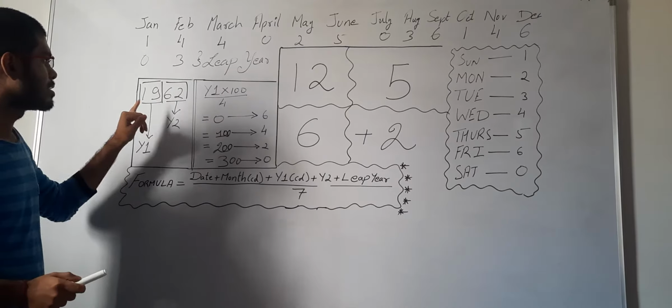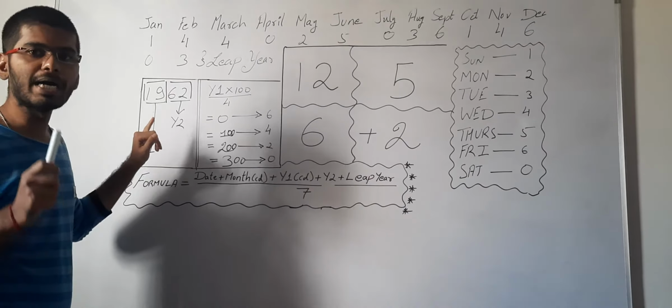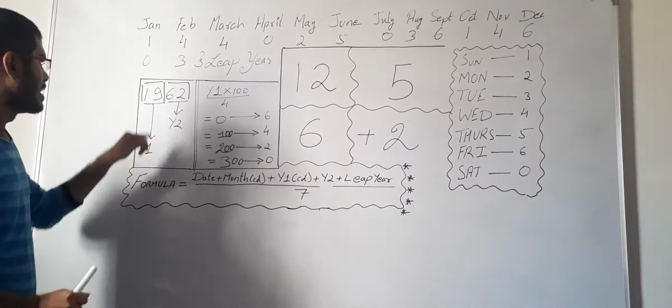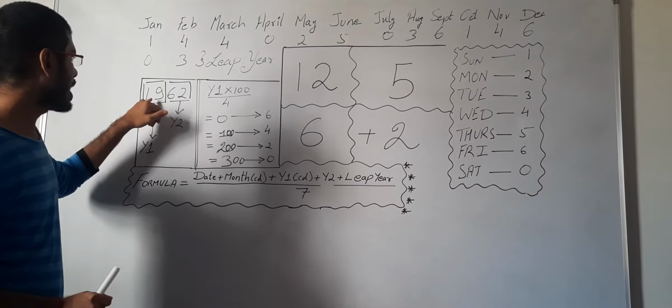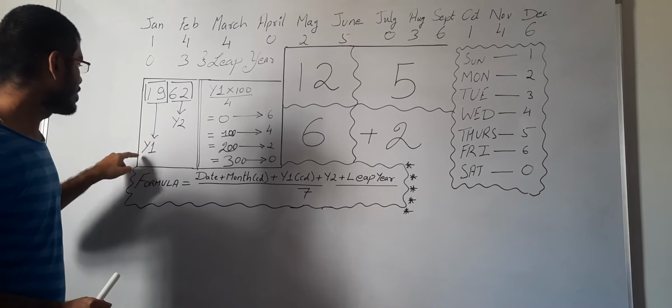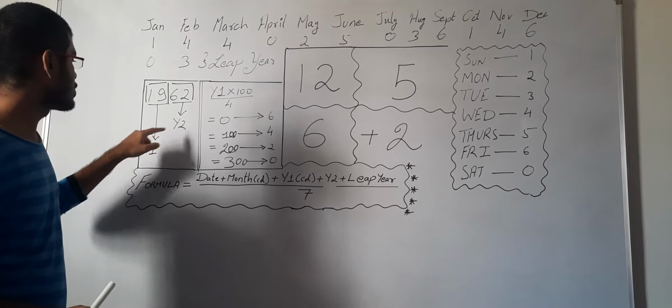Now we have year. Remember guys, when we have year, we need to split that year part into two parts. We need to separate it, segregate into two parts. Suppose I have 1962. So I'll split 19 into one part and 62 into one part. I'll say 19 as my year 1 and 62 as my year 2.